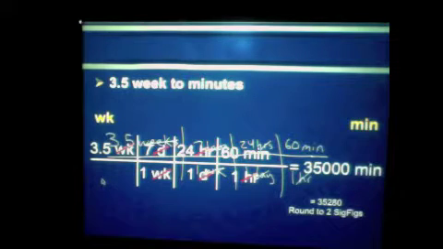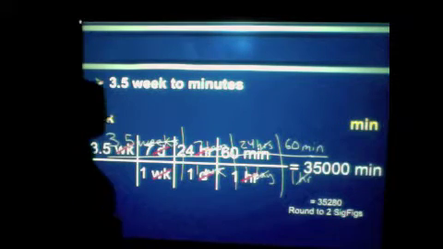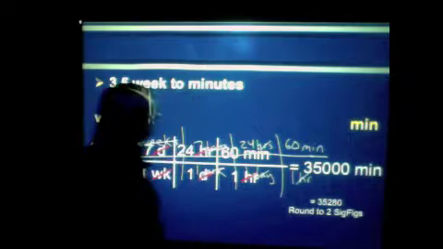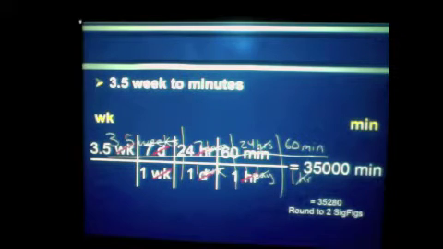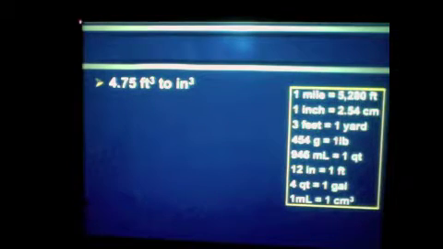35,000. Remember, you're only allowed 2 sig figs. 3.5 only has 2 sig figs, so your answer can only have 2. So you have 35,000 minutes. Okay. I want you to take a minute and try this one on your own. This is very similar to the one that we did with the squares, but this time you are cubing it. So do it, and then come back to this and make sure that you've done it correctly.